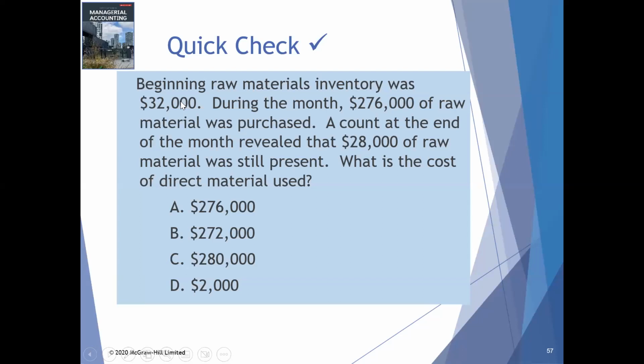At the beginning of the period, the beginning raw material inventory was 32,000. So just open the calculator on your mobile phone and do some calculation. What is the right answer of this? You will need to send it directly to me in the chat. Beginning of the raw material inventory was 32,000, and during the month 276,000 of value of raw material was purchased. A count at the end of the month revealed that $28,000 value of the material was still present, means closing stock. What is the cost of the direct material used? There are four options. Which one is the right one?